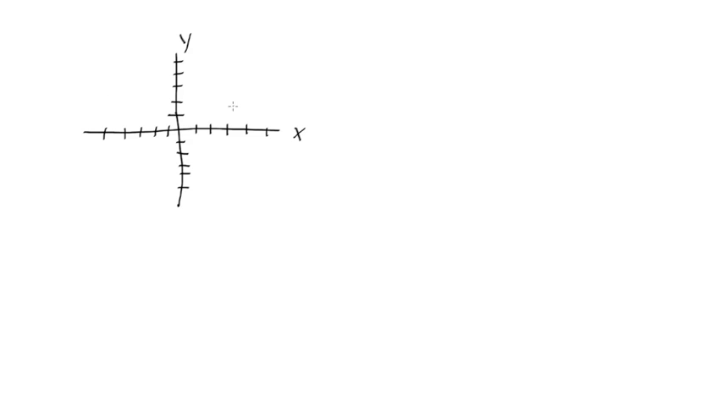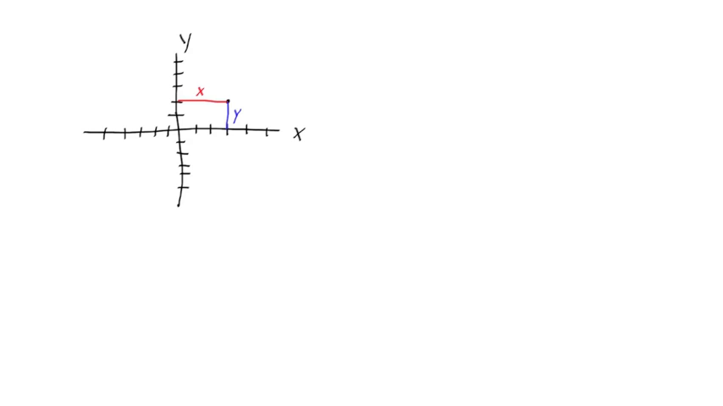So for any point on this plane, let's draw this point right here. Notice that we can measure its distance from the y-axis and its distance from the x-axis. So its distance from the y-axis would be this distance right here, and its distance from the x-axis would be this distance right here. Now we actually measure these as the x-coordinate and the y-coordinate.